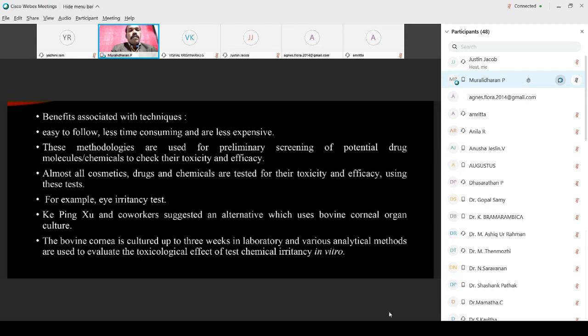And almost all cosmetics which we use daily, and drugs and chemicals, are being tested for toxicity and efficacy using these tests nowadays. For example, the eye irritancy test is being done on tissue cultures only. And co-workers suggested an alternative which uses bovine corneal organ culture for testing eye irritancy and its toxicity.